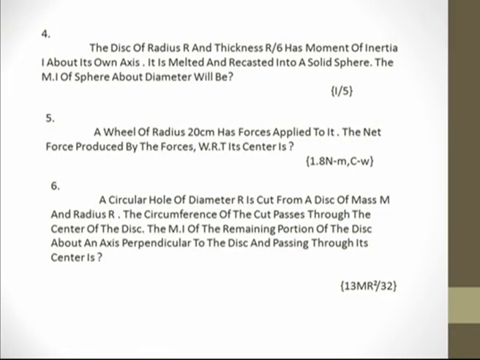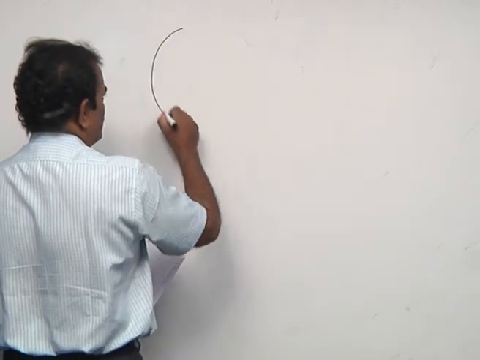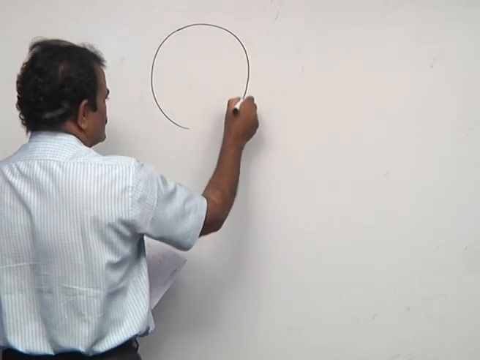So here is the fifth problem. A wheel of radius 20 centimeters has forces applied to it. The net force produced by the forces, with respect to the center, is... So in this case I draw that figure. That figure will be given like this. Now in this case, there is a wheel of radius 20 centimeters. So this is also a problem based on the moment of force.